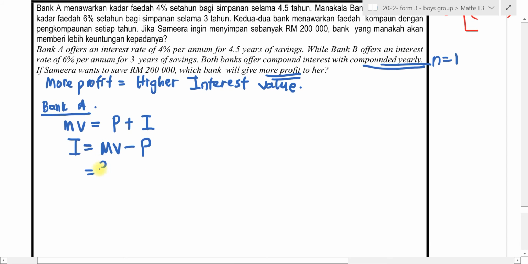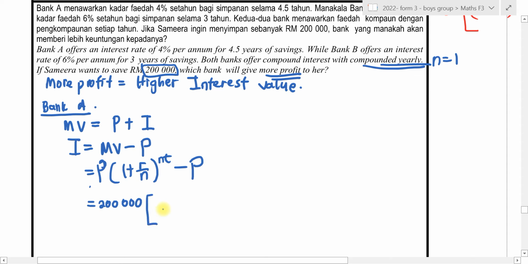So P times (1 plus R over N) to the power NT, minus the P, the principal. This whole part is the MV, don't forget that. Now we try to substitute. The P is 200,000 because she wants to save 200,000.